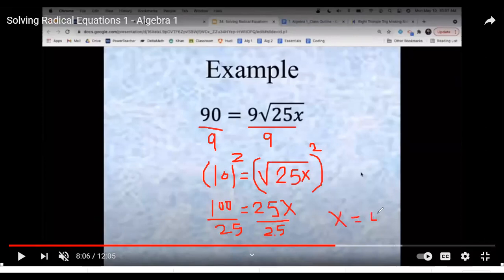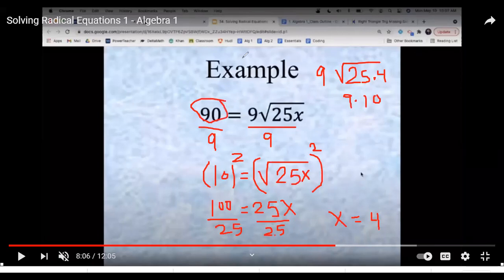Do we have to check, or is that it? We have to check. So we go back to 9 square root 25x, and we replace the value of x by 4. So it will be 25 times 4, which is 100. Then the square root of 100 equals 10. And 10 times 9 equals 90.